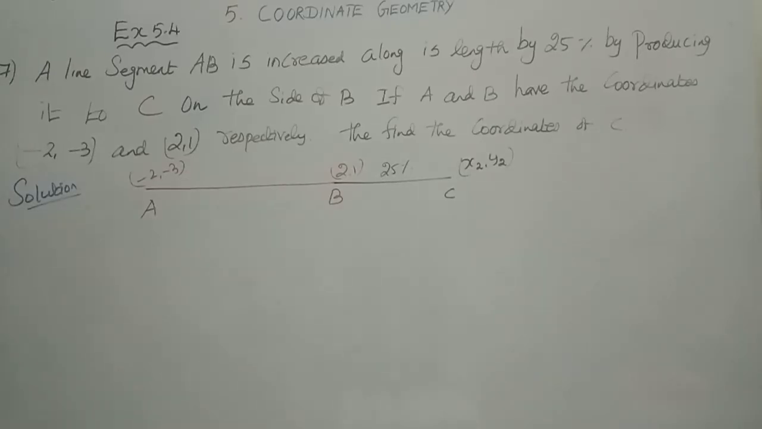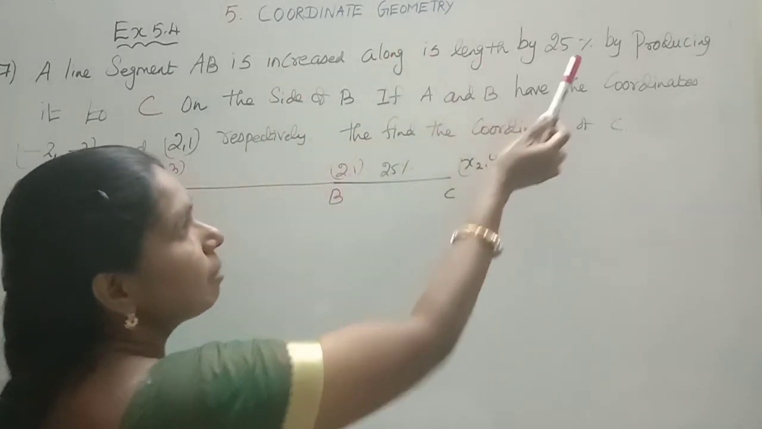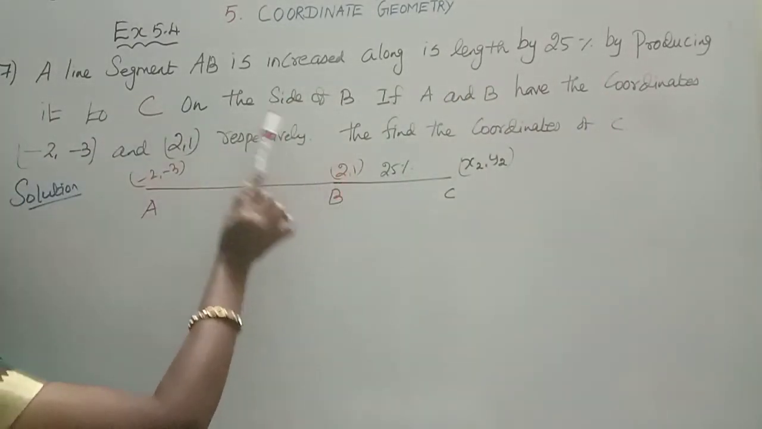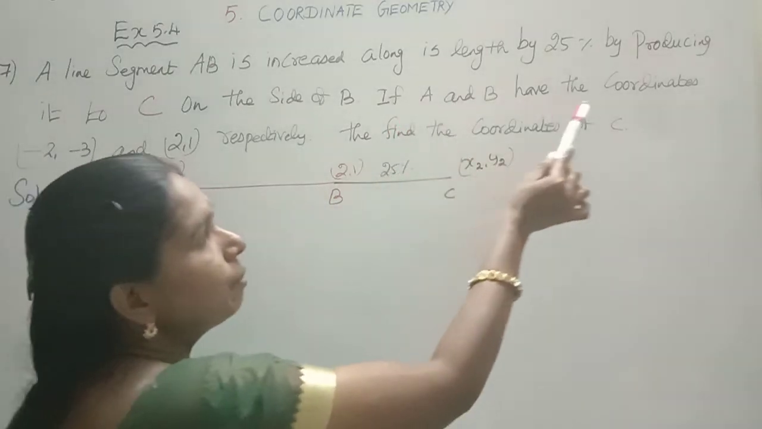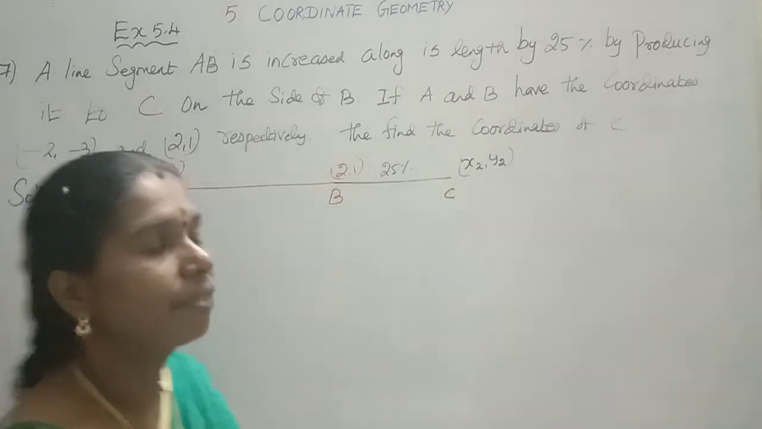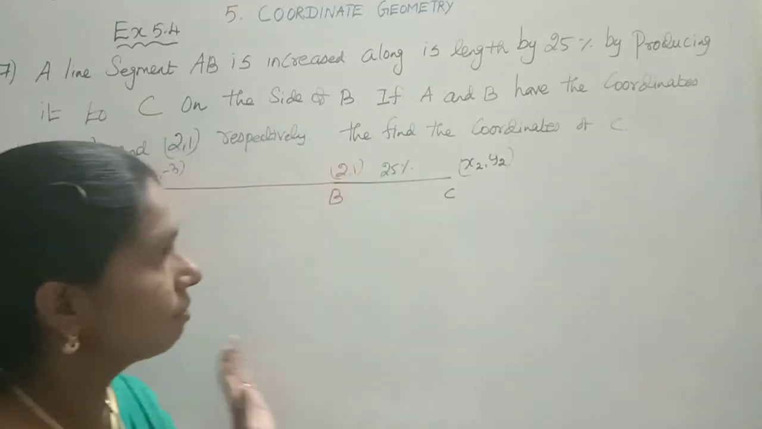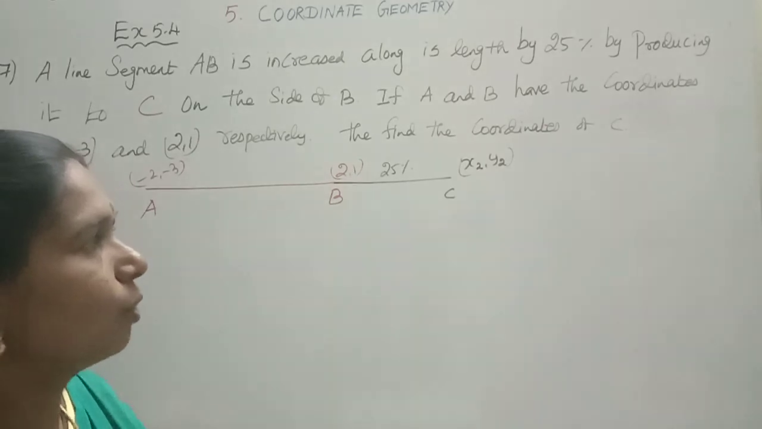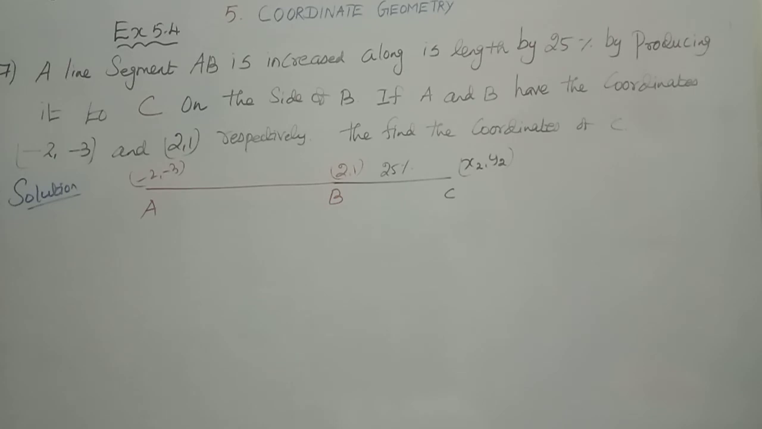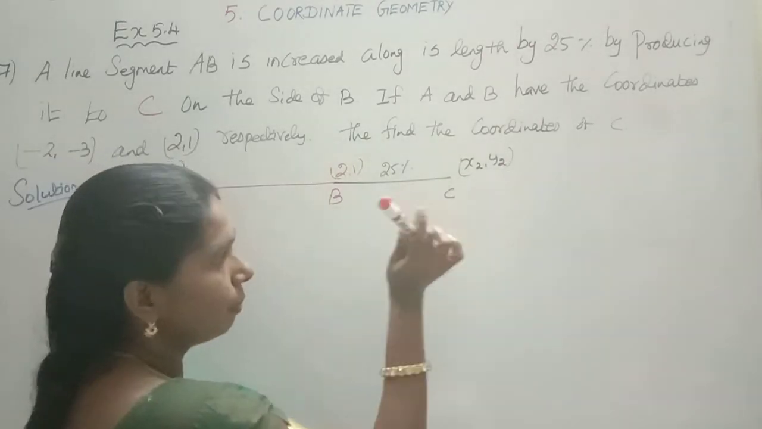Now last sum, 7th sum. A line segment AB is increased along its length by 25% by producing it to C on the side of B. If A and B have the coordinates (-2, -3) and (2, 1) respectively, then find the coordinates of C. The sum is very simple. Here you have to find the coordinate of C, that is the end point (x2, y2).